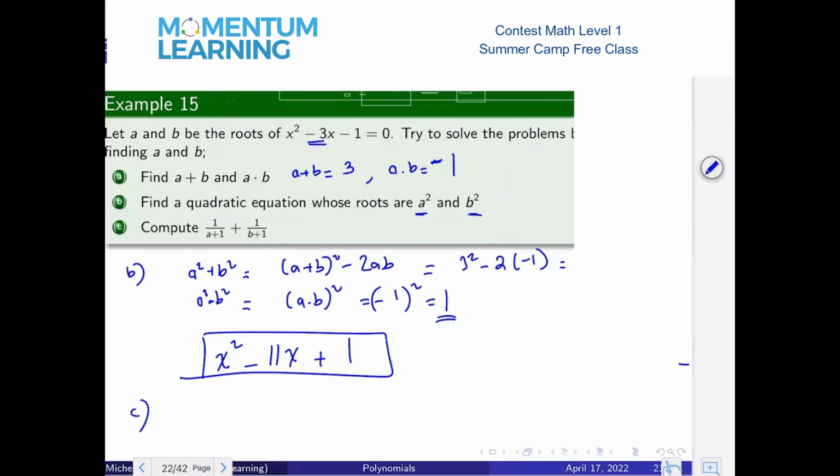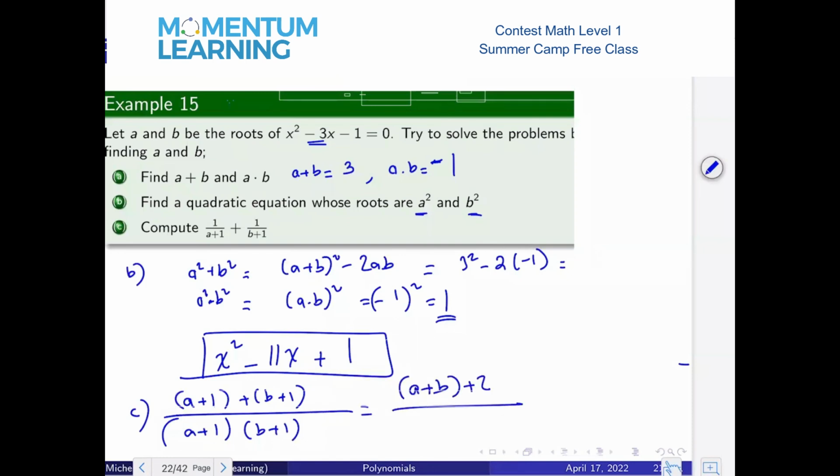So part C, saying 1 over a plus 1, plus 1 over b plus 1. I ask the question, how do we approach this? They automatically say, get the common denominator. If I get the common denominator, I get a plus 1 plus b plus 1, divided by a plus 1 times b plus 1. So the top part is a plus b plus 2. The bottom is now going to be ab plus a plus b plus 1, which I already know all of these, right? A plus b was 3 plus 2.